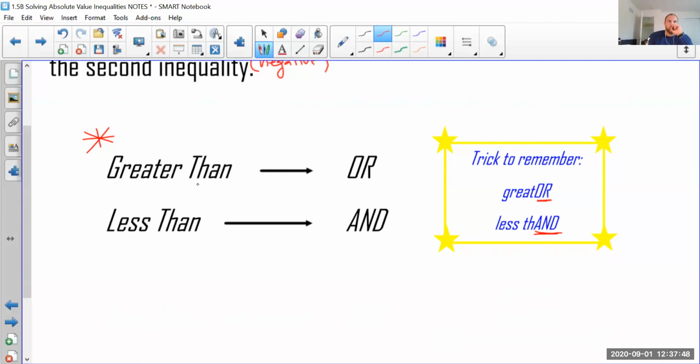But anytime we're doing absolute value inequalities, if after we get the absolute value by itself it's a greater than problem, then it's an or problem. Anytime after we isolate the absolute value it's less than, then it's an and problem. And we're going to graph it that way. We're going to answer it that way when we're doing it.